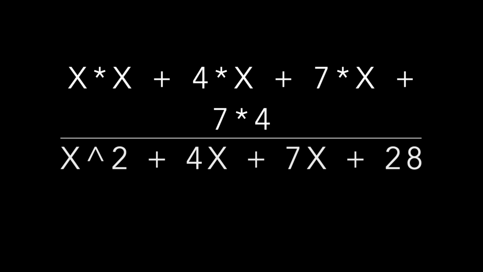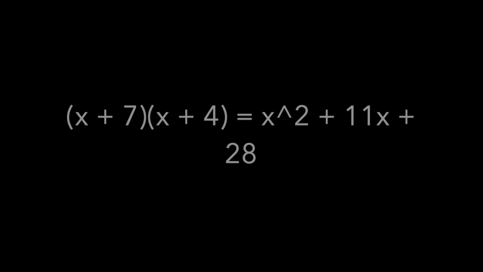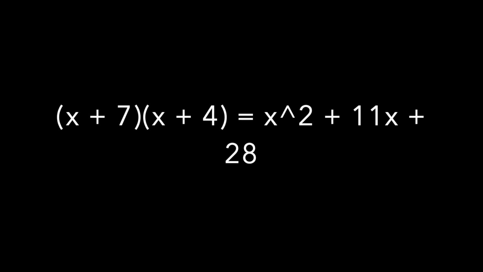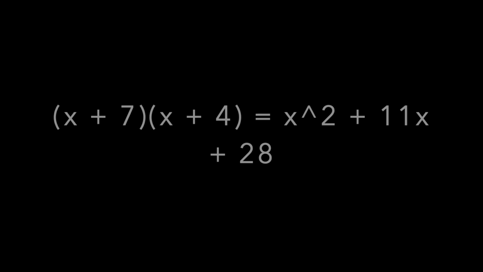Next, we're going to simplify a little bit. X times x is x to the second power, or x squared. 4 times x is 4x. 7 times x is 7x. And 7 times 4 is 28. Once I do that, I combine my like terms. There's only one x squared, so that carries over. There's only one 28, so that also carries over. But there are two x terms, 4x and 7x. Those combined become 11x. So, x plus 7 times x plus 4 equals x squared plus 11x plus 28.